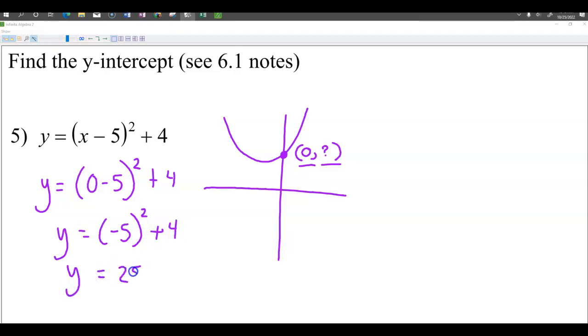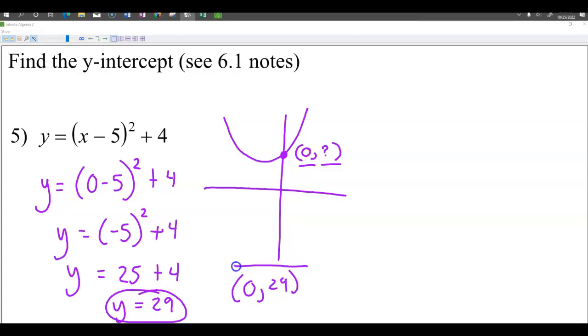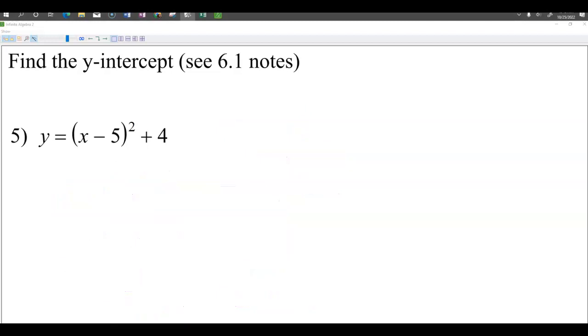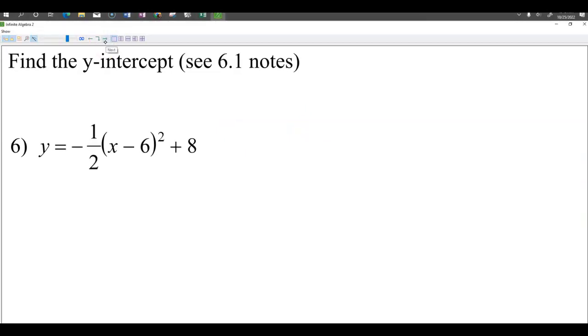Make sure you follow your order of operations here. But for this problem, I end up getting 29. So that would be the y-intercept. That's where it touches the y-axis. You could write your answer like this if you just want to tell me the y value. You can also write it as a point where the x value is 0 with the y value that you found. All right, let's go ahead and move on to the next one.